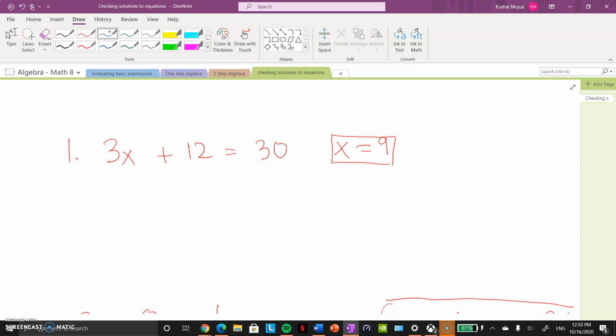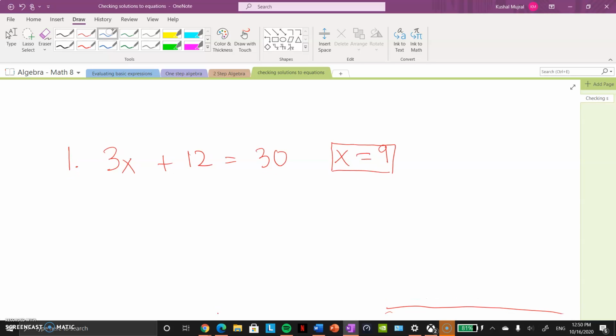So, let's take a look at this first question over here. 3x plus 12 equals 30. X equals 9. So, what we need to do is we need to check if this is true. Is this true or is it not? Actually, I think this was supposed to be a 2. Okay, 2x plus 12 equals 30.